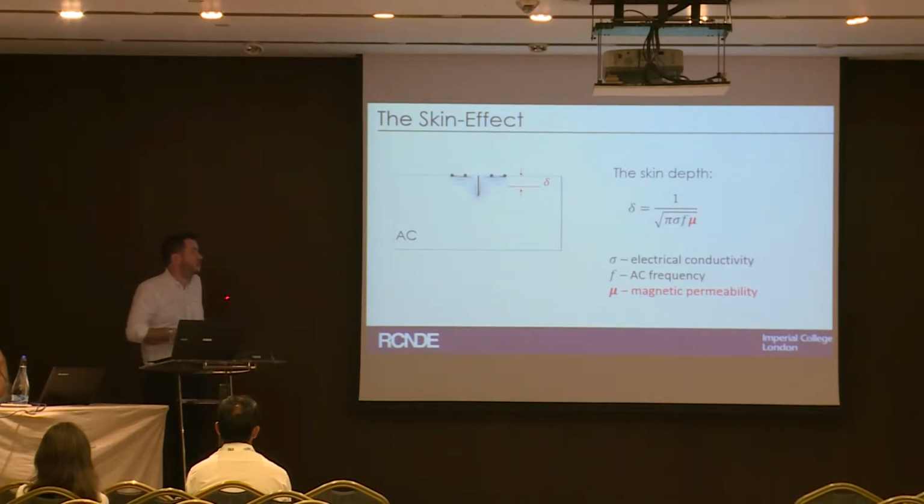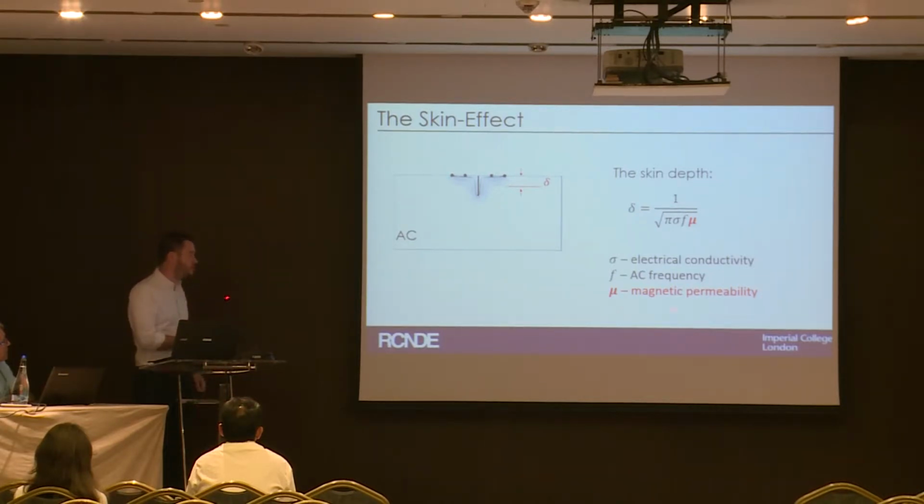So the amount it likes to cling to the surface is determined by electrical conductivity, the AC frequency, and what's known as the magnetic permeability. You can see from the equation that the higher the frequency that you inject, the thinner this skin depth becomes and the stronger this effect is. The real problem that we have here is this guy, mu, magnetic permeability. The reason this is problematic is because in many materials of interest, particularly ferromagnetic materials, the magnetic permeability is very unreliable.